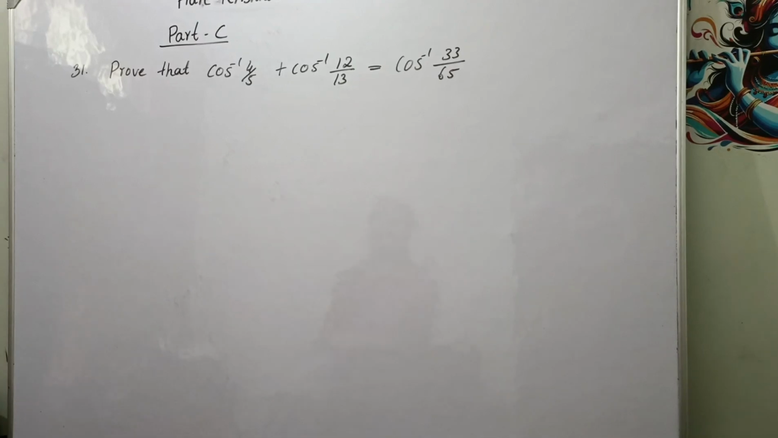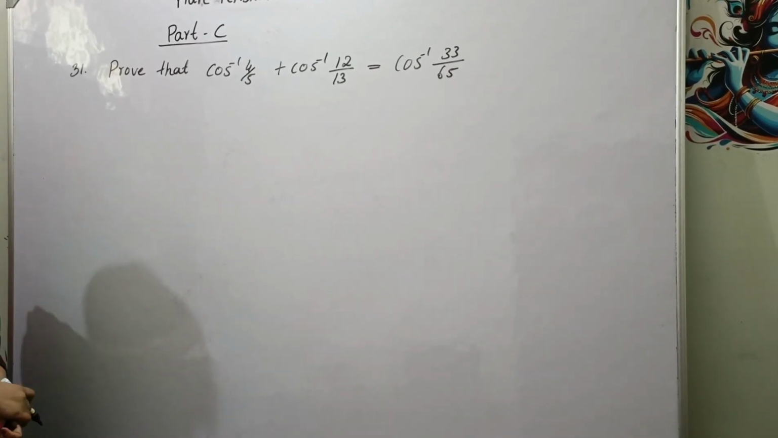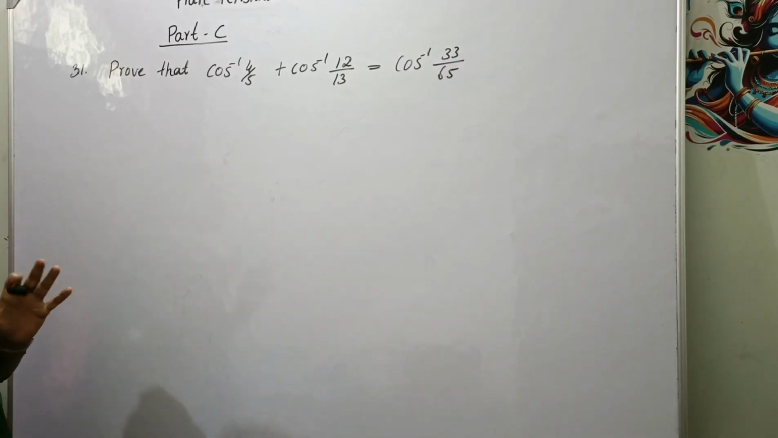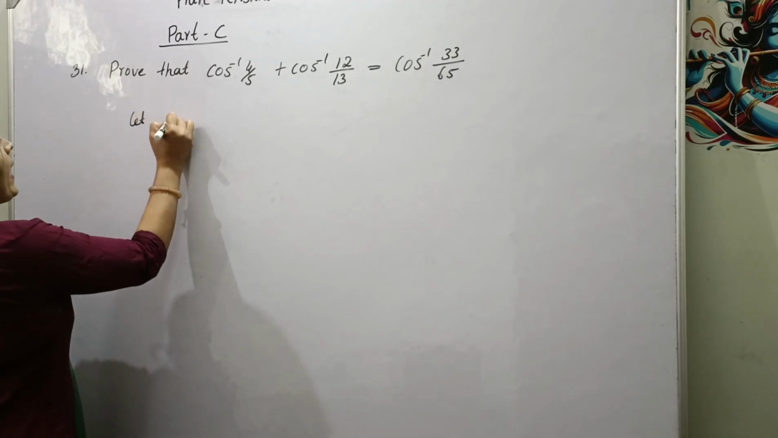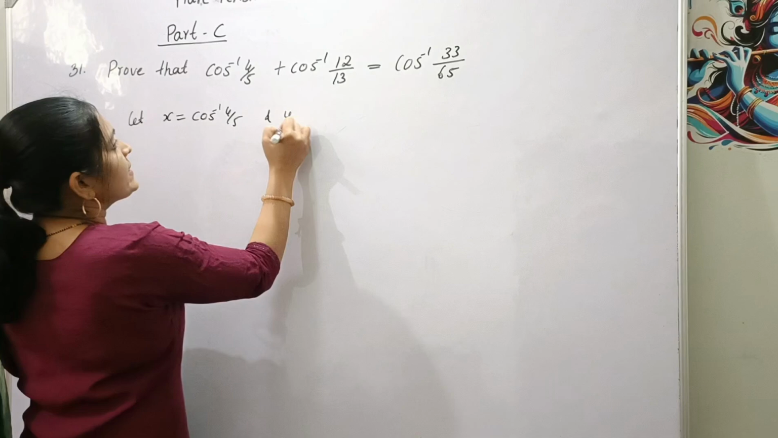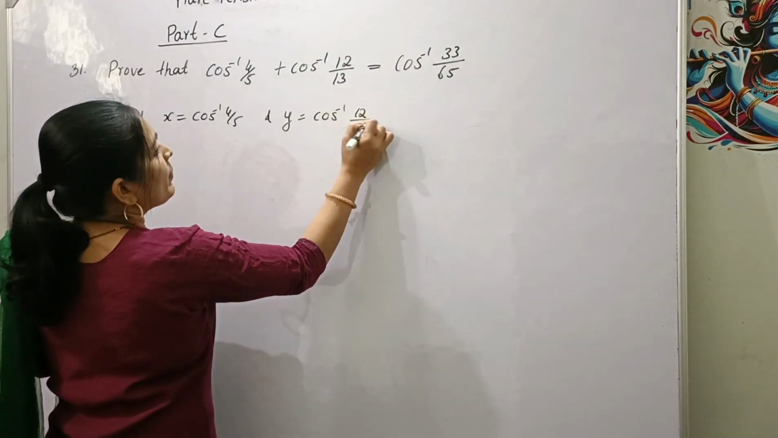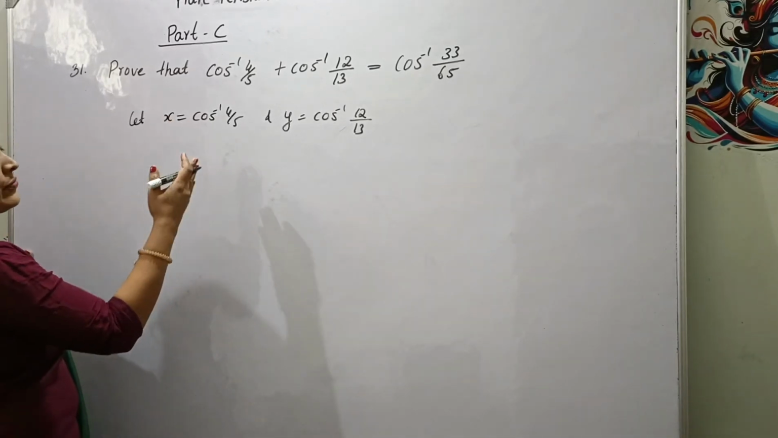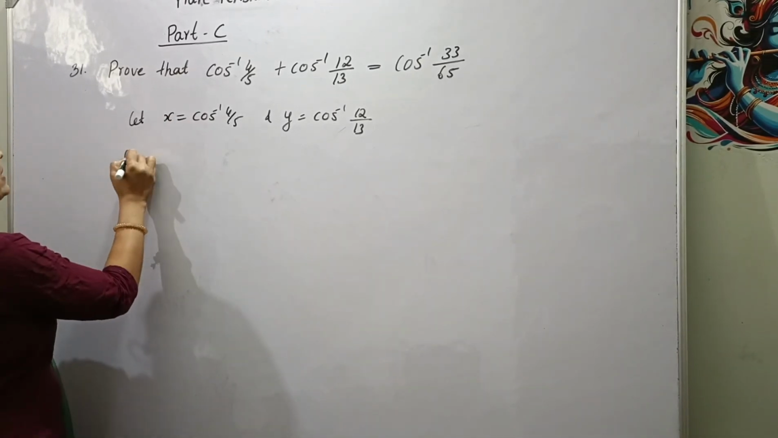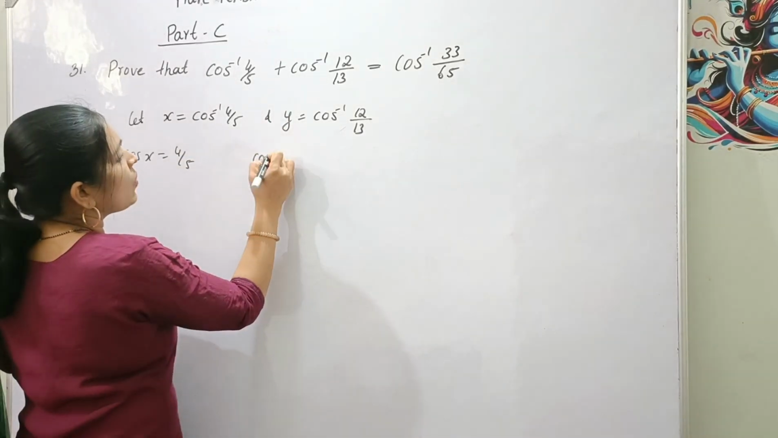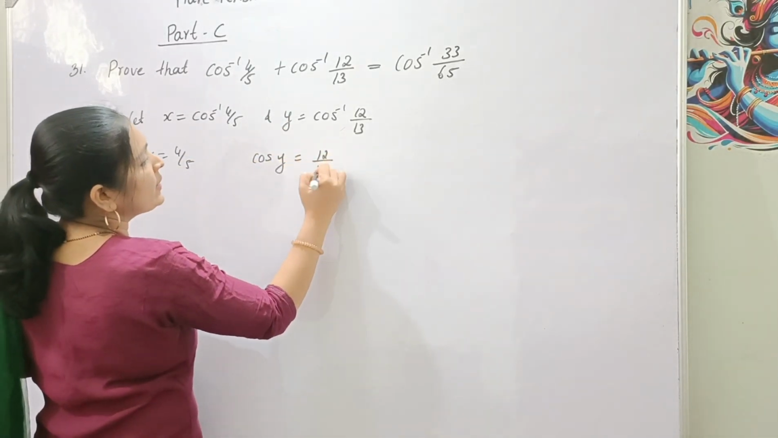Next question is, prove that cos inverse 4 by 5 plus cos inverse 12 by 13 is equal to cos inverse 33 by 65. Listen carefully how to solve such questions. First step is, let x be equal to cos inverse 4 by 5, and y be equal to cos inverse 12 by 13. Now x equal to cos inverse 4 by 5 implies cos x is equal to 4 by 5, and cos y is equal to 12 by 13.